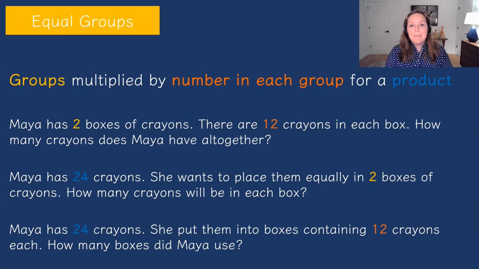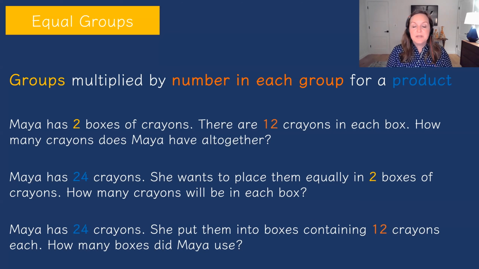For example, Maya has two boxes of crayons. There are 12 crayons in each box. How many crayons does Maya have altogether? But we might also see the story: Maya has 24 crayons. She wants to place them equally in two boxes of crayons. How many crayons will be in each box? Or we could also see the story: Maya has 24 crayons. She puts them into boxes containing 12 crayons each. How many boxes did Maya use?